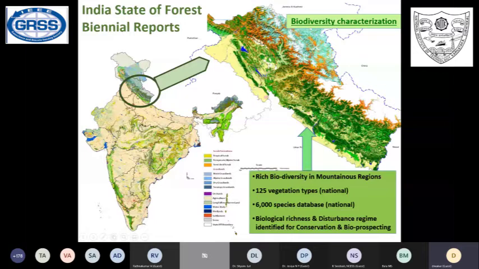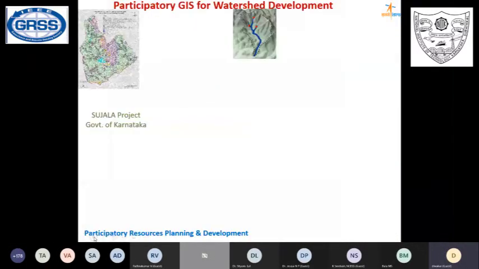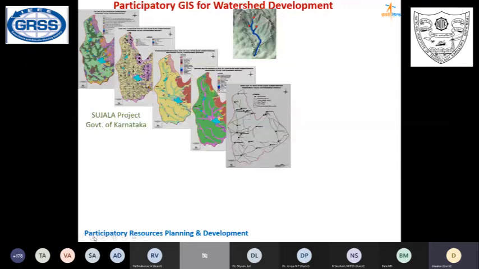On the vegetation and biodiversity front, excellent mapping schemes have been adopted, modeling schemes have been adopted to delineate the high rich biodiversity area. In addition to that, biological richness and disturbance regimes have been captured and provided, but AI can play a very major role in bringing out a lot of spin-offs from this kind of databases by bringing in multi-temporal database and information system.